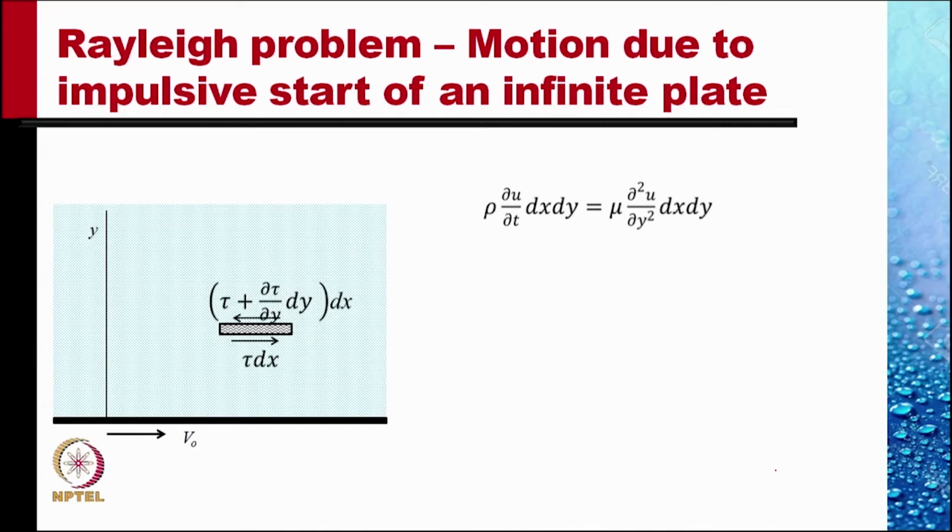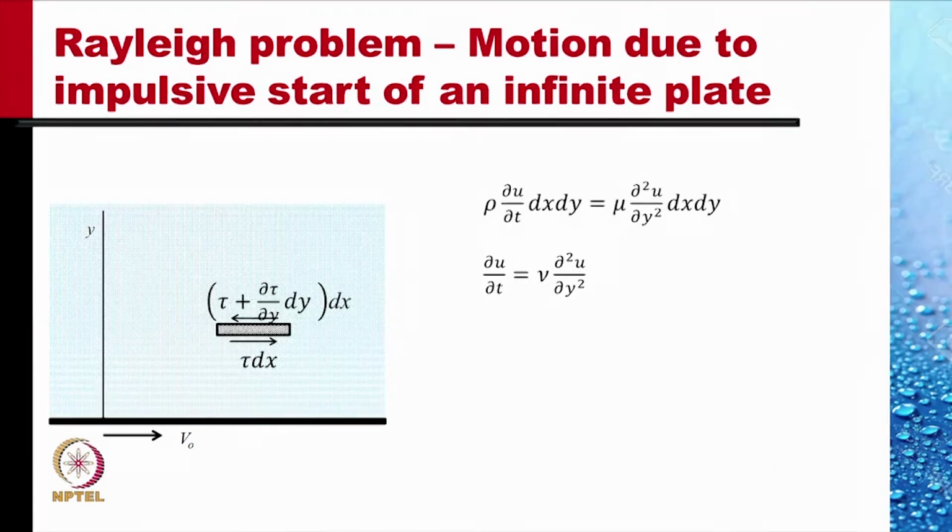And if I put tau as mu delta u by delta y, then I get the net shear force as mu delta square u by delta y square into dx dy. And the equation simplifies to this equation.